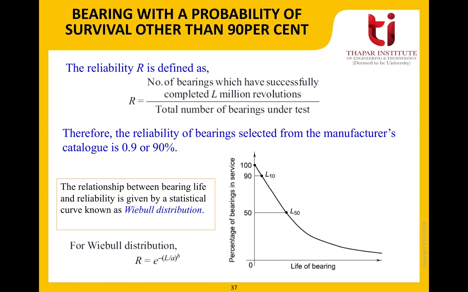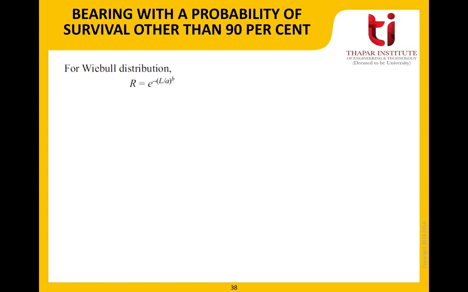But in certain applications where there is risk to human life, it becomes necessary to select a bearing having a reliability of more than 90%. So this figure here shows the distribution of bearing failures. The relationship between bearing life and reliability is given by a statistical curve known as Weibull distribution. For this Weibull distribution, we have R is equal to exponential of negative (L by A) raised to power B.